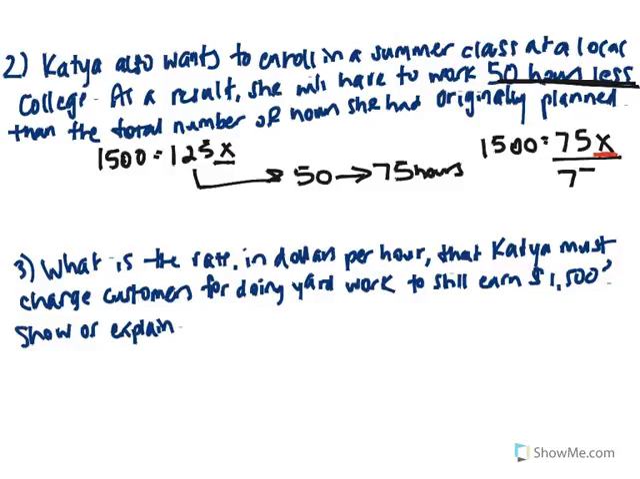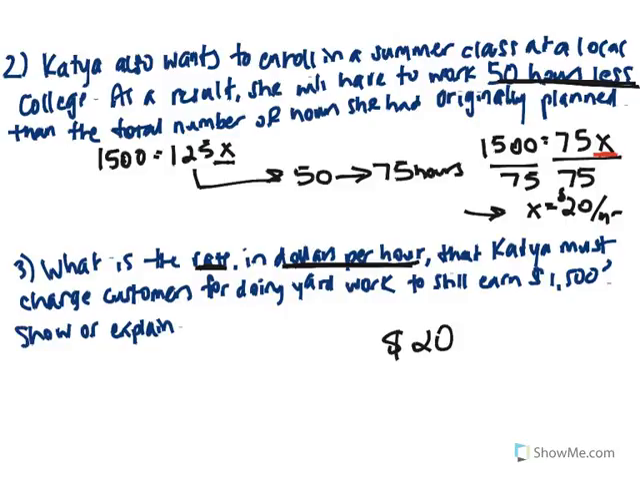So we're going to solve for X. And we get X, so the hourly rate of pay is now going to be $20 per hour of work. All right, and just like we thought, the hourly rate is going to have to go up, so we were right about that. In the next part, what is the rate in dollars per hour? So this is kind of what we've been finding all along, that Katya must charge customers for doing yard work to still earn $1,500. Oh, we just did this part up here. That's going to be $20 per hour under the new condition where she can only work for 75 hours for the whole summer.